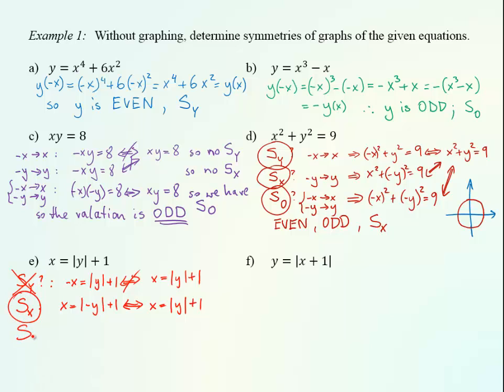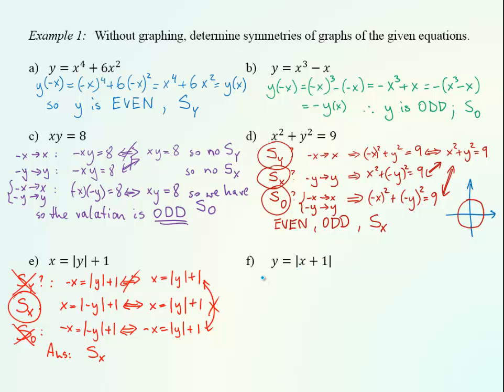And also check symmetry in the origin by replacing both x and y. But now you can probably expect what the answer would be. This is definitely not equivalent to the original equation, since this is actually equivalent to the equation negative x equals absolute value of y plus 1, which is not the same as the original one. So we don't have symmetry in the origin. So here the answer is we have only symmetry in the x-axis. And the last example, this time we deal with a function, so there's no need for checking symmetry in the x-axis.